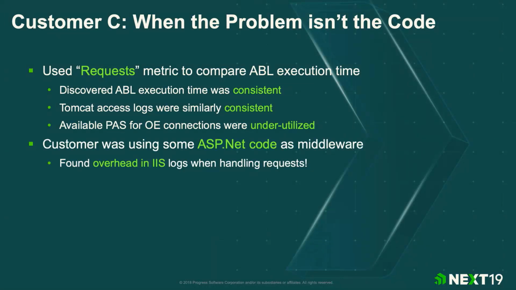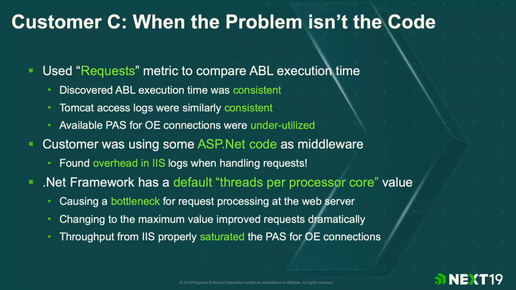What we located was a customer for this particular API was running through some ASP.NET code. So they were running through IIS, and it was making an app server connection to the PAS instance. So it was using the app server transport. That ASP.NET code as the middleware was actually the problem. So it was IIS. We started looking and found that in the .NET framework, there is a default threads per processor core value. It's set to something like 20. The maximum value is 40. So we said, okay, something's bottlenecking here. Let's see what it is.